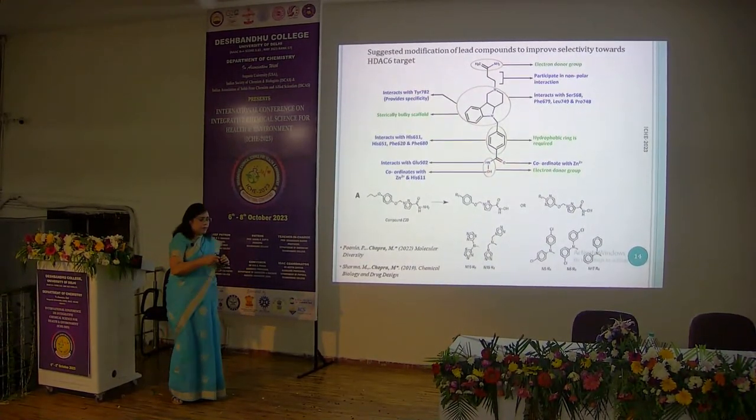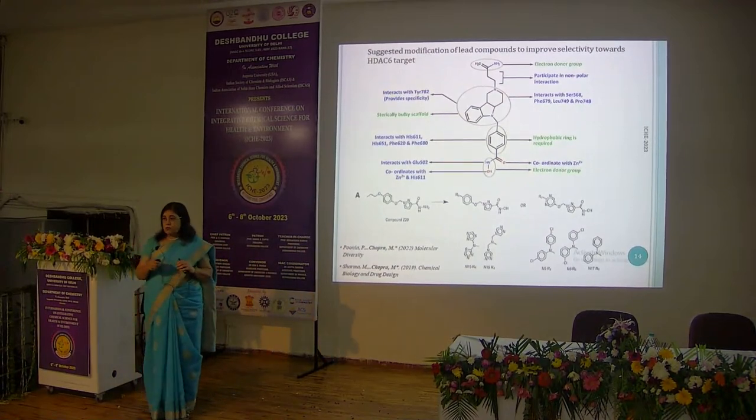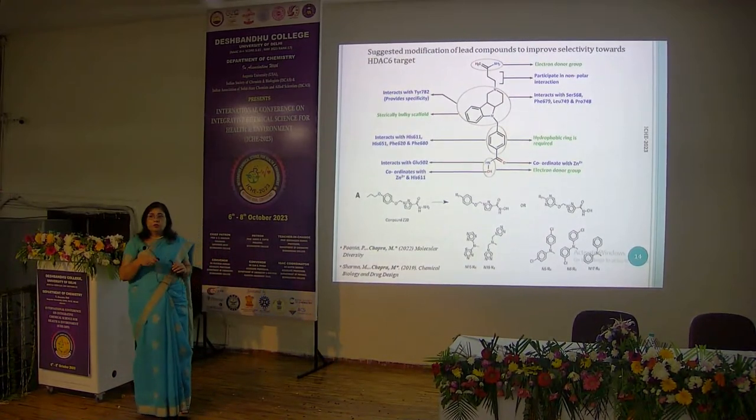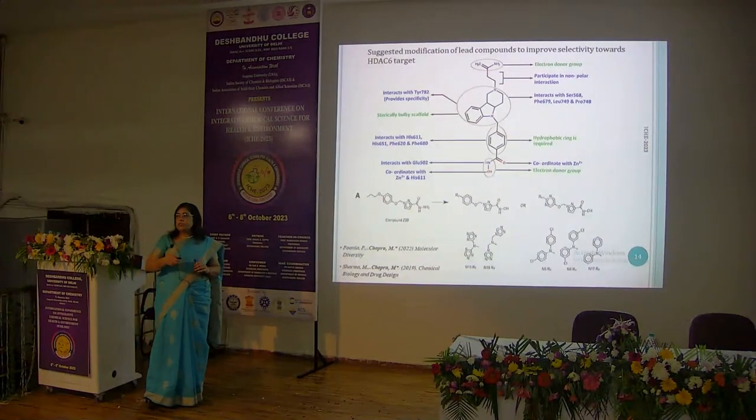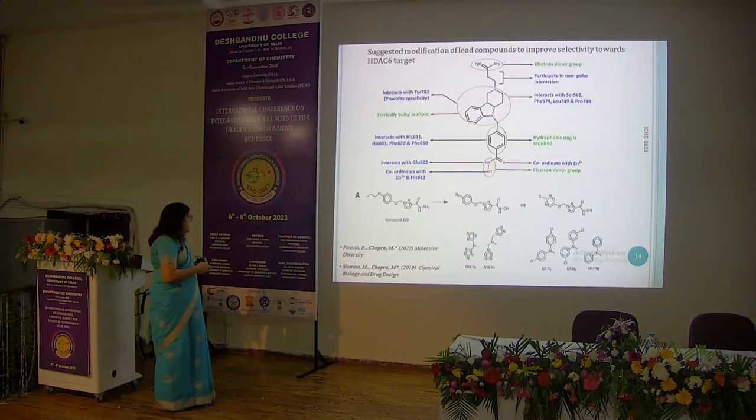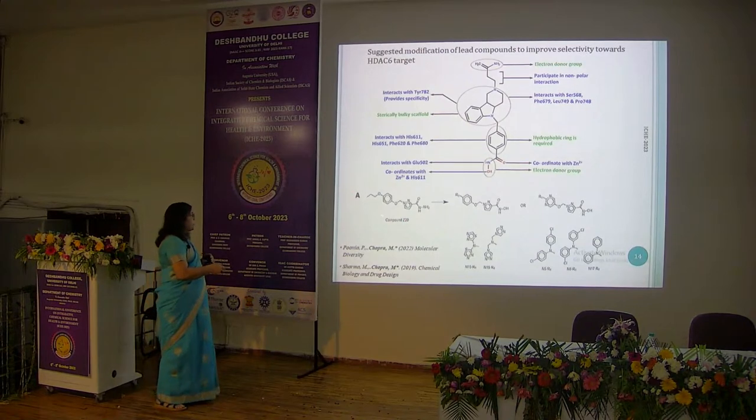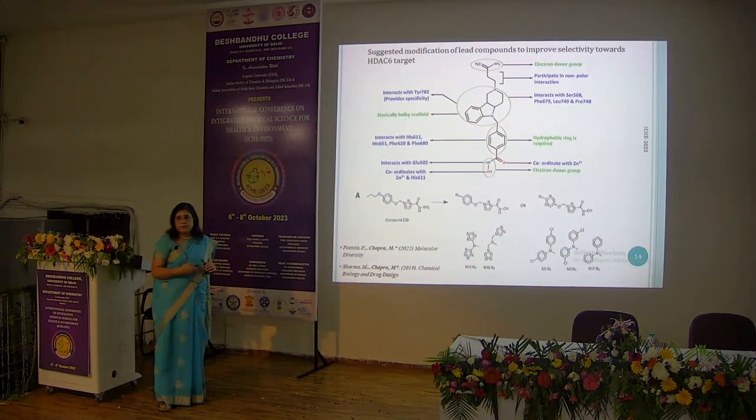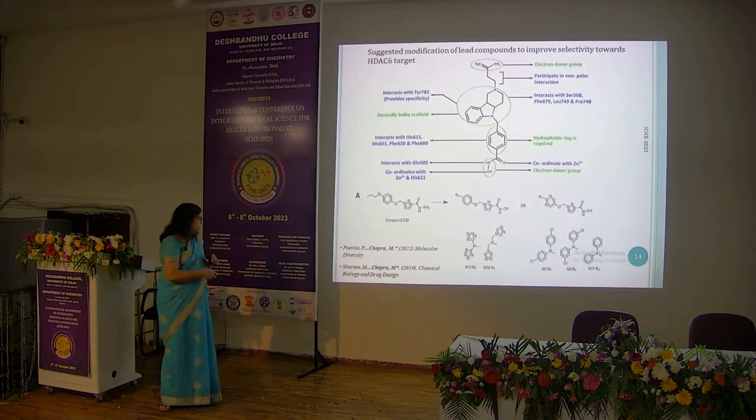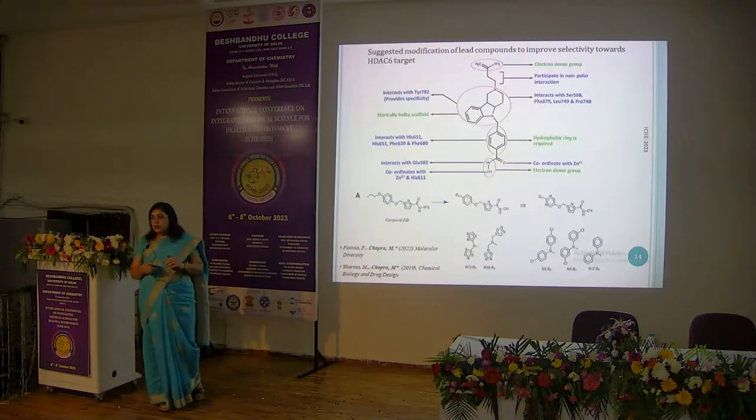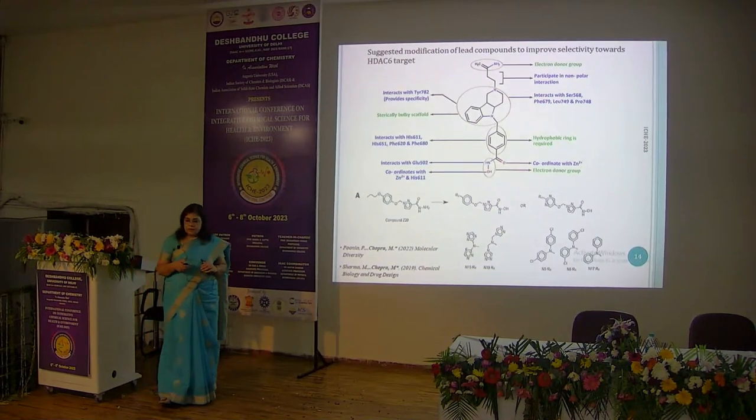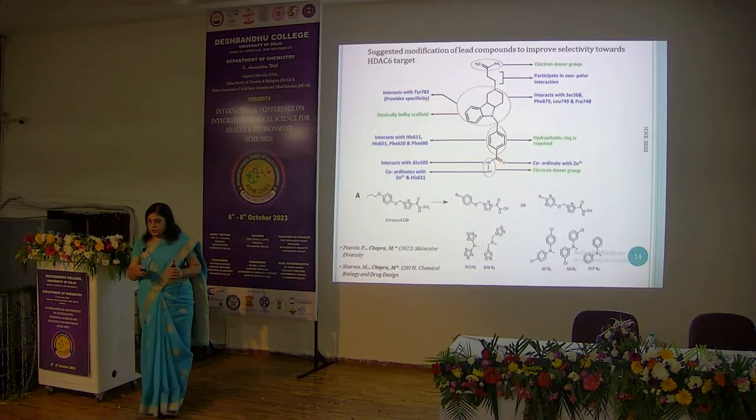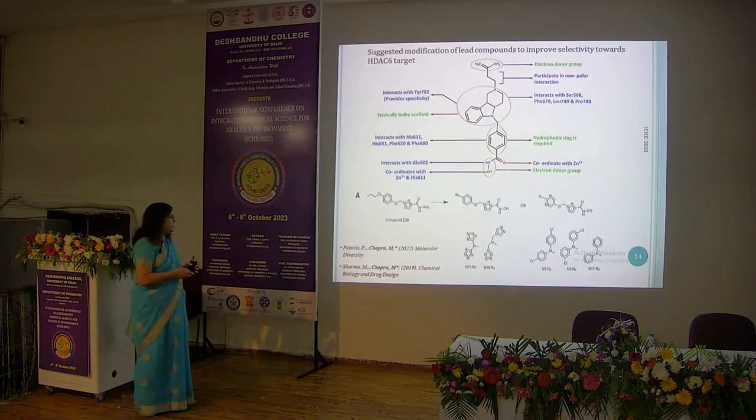Based on this and the result of the pharmacophore screening, we suggested to the community that certain modifications can be done to the lead compounds. For example, if this is the lead compound identified from the literature, then we suggested how this group can be modified by taking the lead, and we have published this work. Anyone interested can see this paper in Molecular Diversity. So we have suggested that these molecules can be synthesized. Even though we could not synthesize them, we have suggested to the community that these are some inhibitors which can be synthesized.